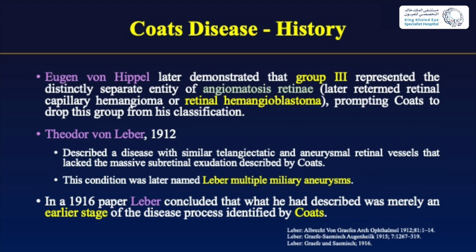After that, von Hippel came and he said that the third group of Coats is actually a separate entity and later retained as retinal hemangioblastoma, as you know, von Hippel-Lindau syndrome. Then Leber described a disease similar to that seen by Coats, but without massive subretinal exudation. This condition was later termed Leber multiple miliary aneurysms. Then Leber, in another paper in 1916, concluded that his observation is actually an earlier stage of the same disease process described by Coats.